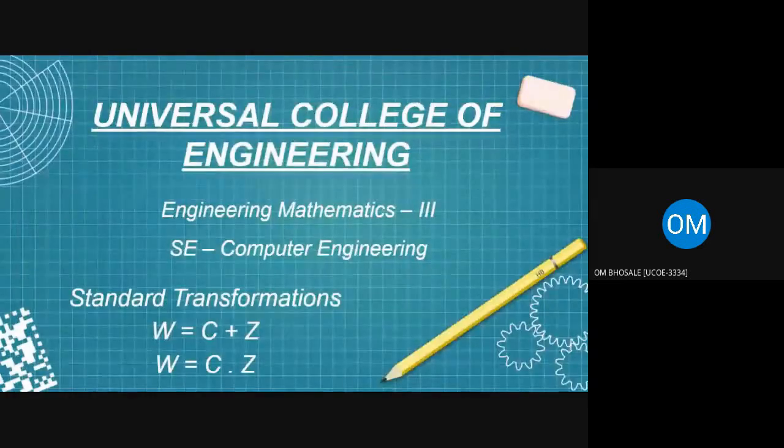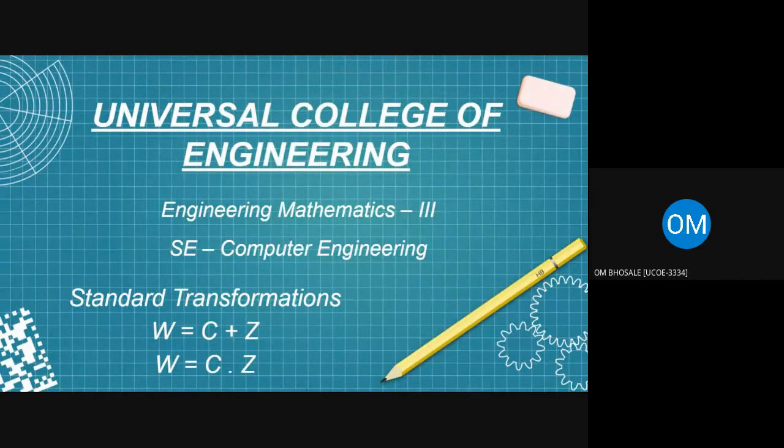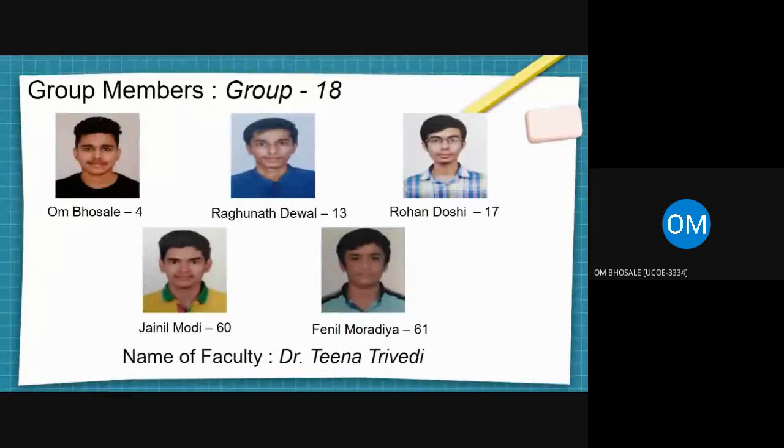My name is Om Bhosle, roll number 4. We'll be presenting this project on standard transformation, W is equal to C plus Z and W is equal to C into Z. The group members are Om Bhosle, roll number 4, Raghunath Devan, roll number 13, Rohan Doshi, roll number 17, Jainil Modi, roll number 60, and Fenil Moradia, roll number 61. The name of the faculty is Dr. Teena Trivedi.